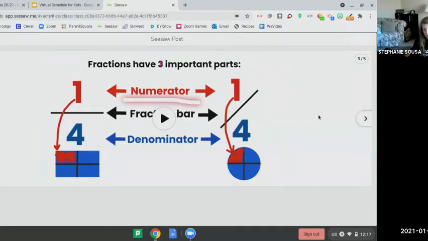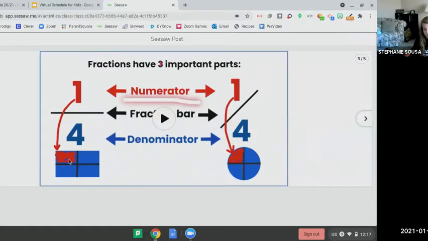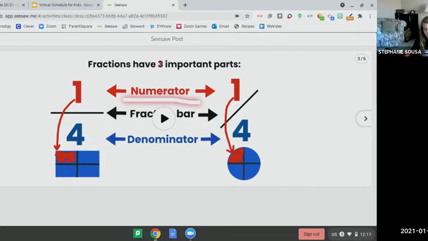Any questions on any of those vocabulary words? Those are some big words for us, numerator and denominator. I want to make sure that we have a firm understanding of them. So what questions can I answer about numerator, fraction bar, or denominator?